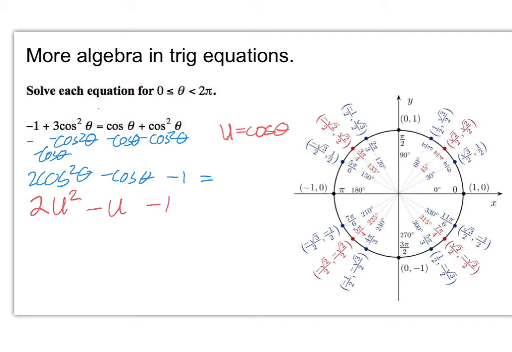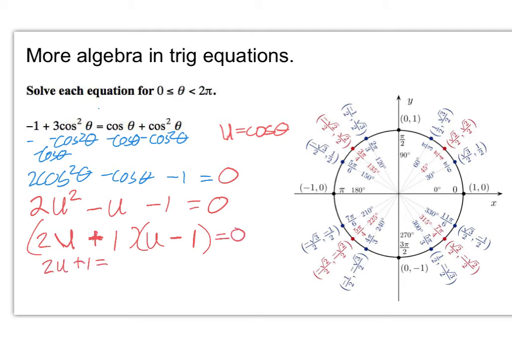And then we've got minus 1 at the end. This is equal to 0. So this is a nice factorable thing, and I'm going to factor this. So we've got a 2u and a u. And if I want this to be a negative middle number, I'm going to make this a minus 1 here, and a plus 1 here. I can check to make sure this works, but I've got my two pieces here. So we've got 2u plus 1 is equal to 0. That means that u is negative a half.